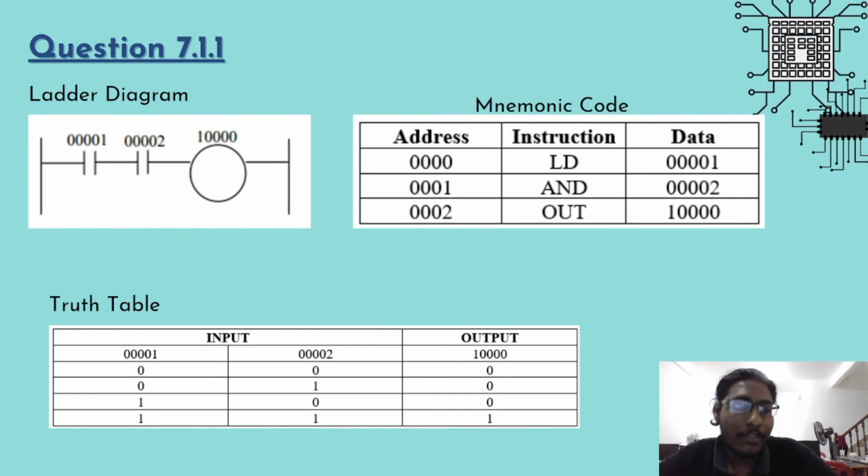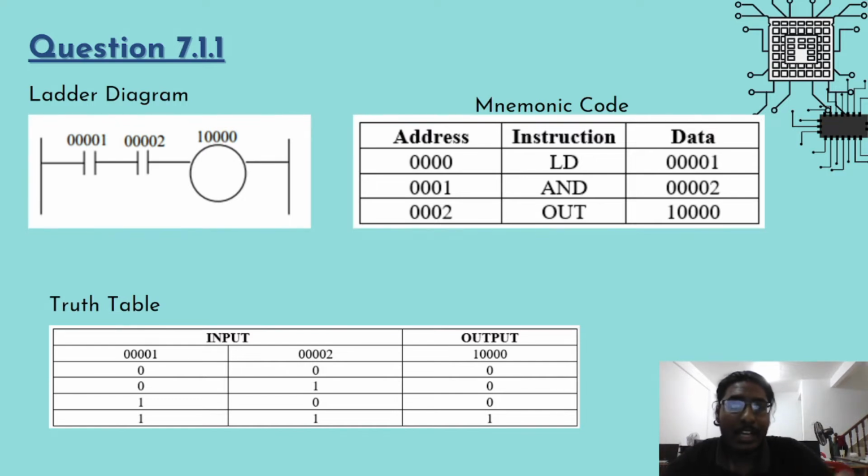So the mnemonic code for this ladder diagram is as follows, which consists of three different instructions. The first instruction is load, which is carried out in the address 0, and the contact involved is the first contact 00001. The second instruction is the AND instruction, which is carried out in the 0001 address, and the data involved is the second contact, which is 00002. This is because when there are contacts in a series configuration, the instruction that is carried out is an AND instruction when the contacts are normally open.